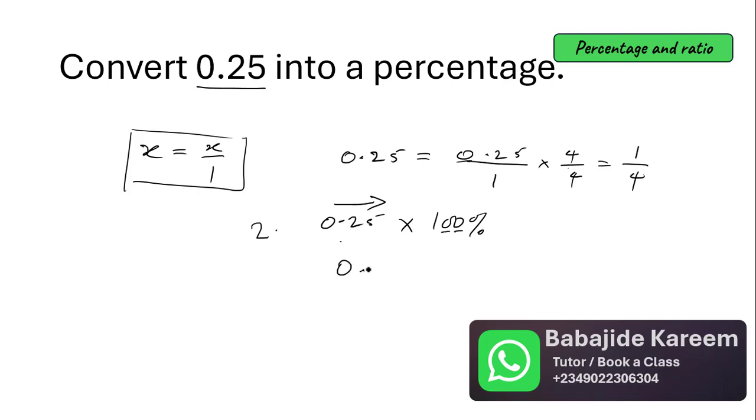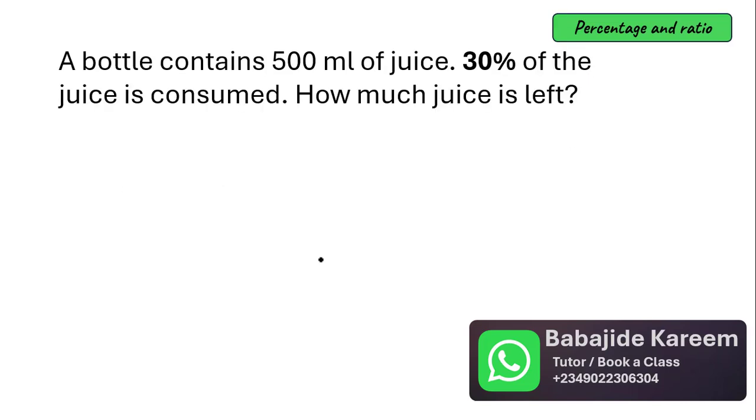So 0.25, when you move it, becomes 2.5. You move it again, it becomes 25. So 25%. That is the final answer.